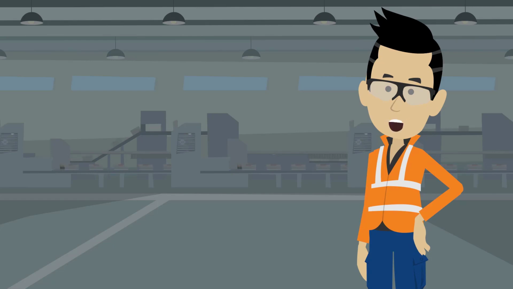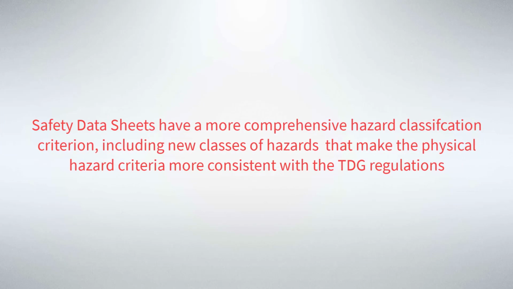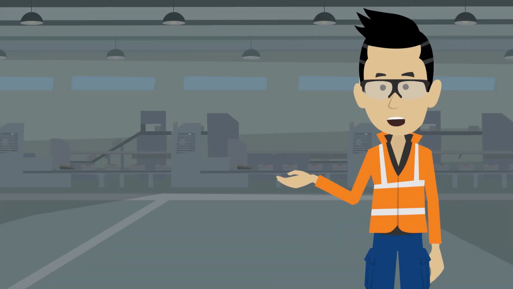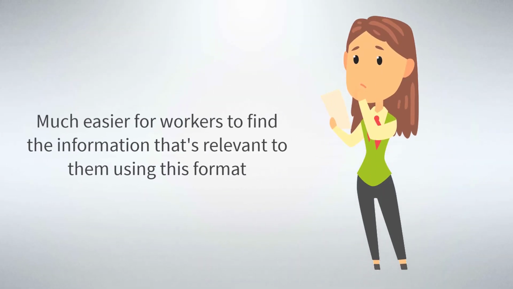While there are a number of similarities between the two documents, the 16-section SDSs contain different information and present the safety data in a different format to that of the 9-section MSDS. SDSs have a more comprehensive hazard classification criterion, including new classes of hazards that make the physical hazard criteria more consistent with the TDG regulations. They also employ a more standardized language and utilize a new standardized format. The biggest difference is that it's much easier for workers to find the information that's relevant to them using this format.